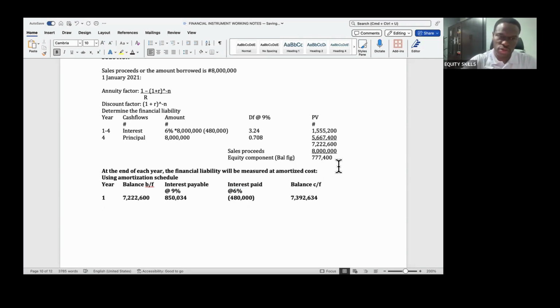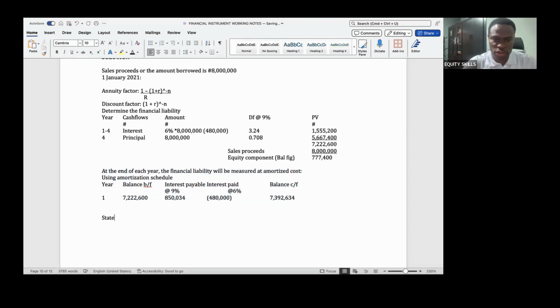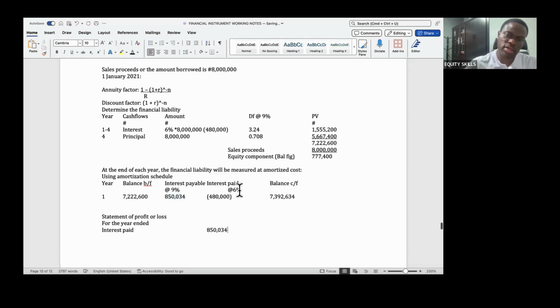So I will not want to start doing all of that. What I want to show you is if you now want to prepare your statements, let's say the statement of profit or loss, for the year ended the first year. So you have interest expense in your P&L as 650,034. This one goes to your P&L.